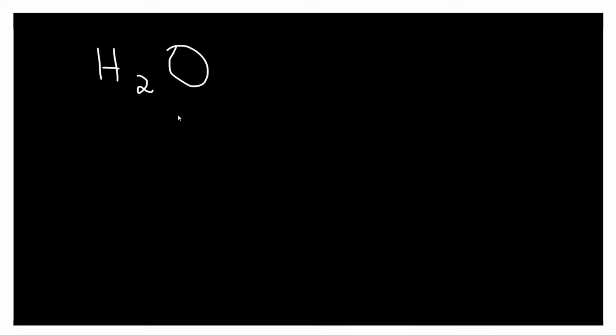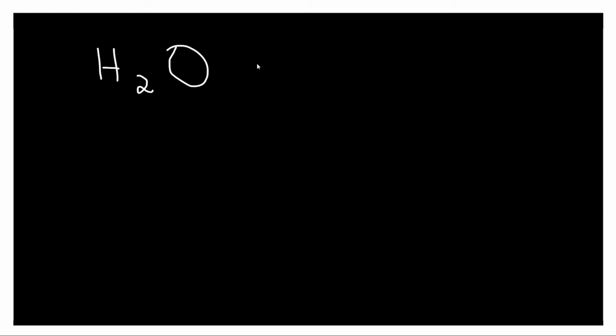Today in this video I'll be showing you how you can draw Lewis dot structures. For our purposes we're going to draw a Lewis dot structure for a water molecule, which is H2O. You want to start off by calculating the number of valence electrons that we have. And what valence electrons means is that it's the number of electrons that the elements have in their outermost shell.